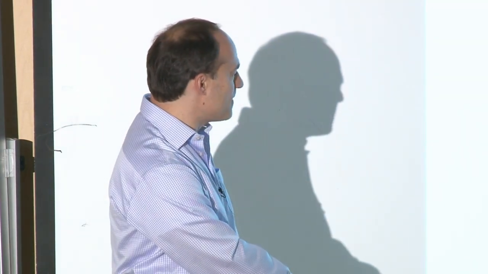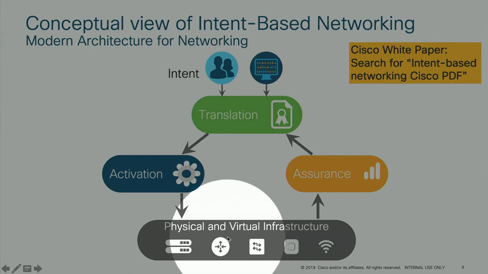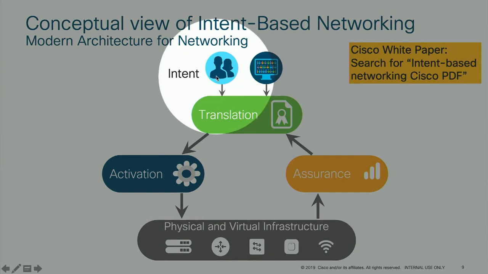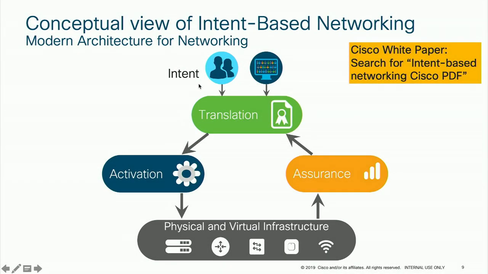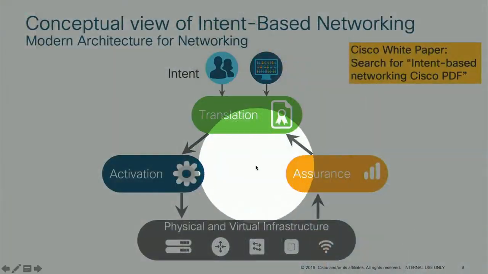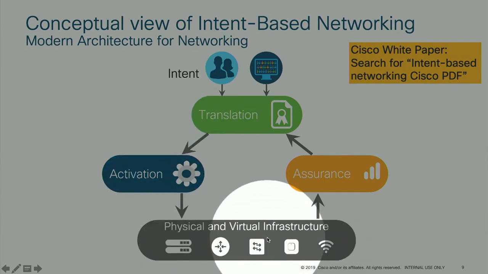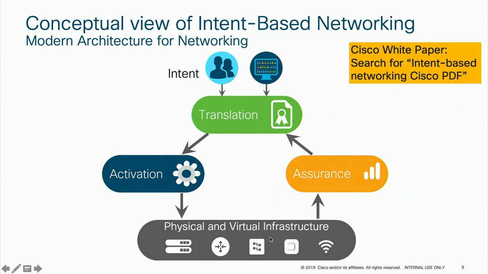Okay? So if we look at this, at the very bottom we have the physical and virtual infrastructure. This is where you have switches, routers, wireless APs, and so forth. On the top, you have a user, who has an intent. That is something they're trying to do. And then there are three key building blocks: translation, activation, and assurance. When a user wants to do something, they express that. For instance, I want to set up a telepresence session to talk with Karen. That intent gets translated into network policies and security policies, which then are activated on the network. And they're automatically activated.